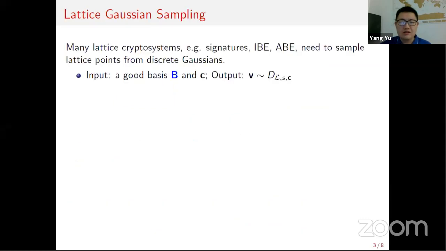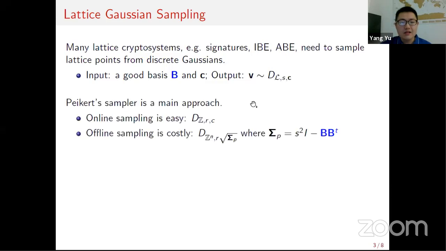Lattice Gaussian sampling is widely used in lattice cryptosystems, including hash-and-sign and ABE. In these cases, we need to sample some spherical discrete Gaussians with a good basis. And the Klein sampler is the main approach to do lattice Gaussian sampling. It consists of two phases. In the online phase, the sampling is easy, and the most expensive computation can be done in the offline phase.